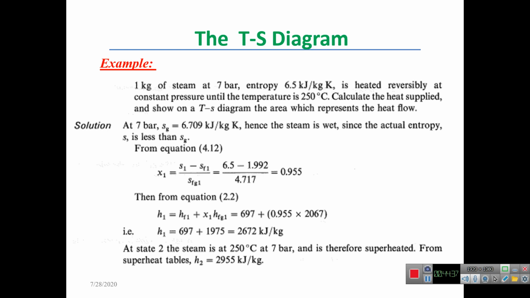Now, again, we go to the tables and we find Hf1 as being equal to 697 at 7 bar, and at 7 bar Hfg1 is equal to 2067. We multiply that by X1, and the final result of H1 becomes 697 plus 1975, which is equal to 2672 kilojoule per kilogram.